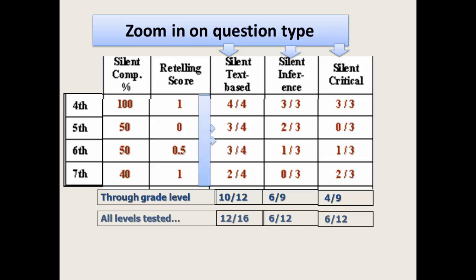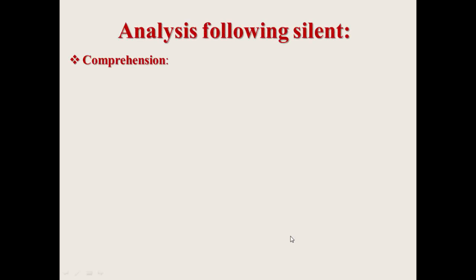But if we combine them all now, if we have 12 of 16, we've got 75%. 6 of 12, again, 50%. Remember the comprehension scores, though. That oral comprehension, starting with 5th grade, was higher than silent. And that's a concern. So what's the analysis?